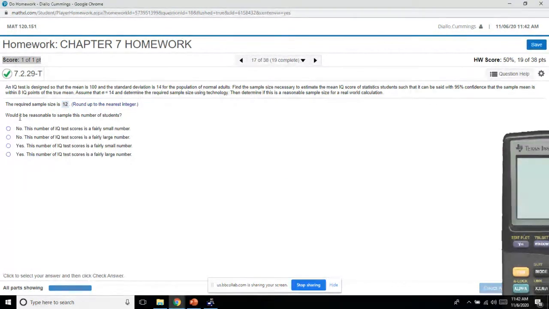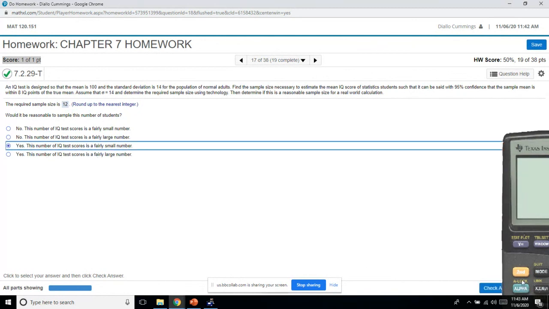And then lastly, we're asked, would it be reasonable to sample 12 students? So yes, this IQ test score is a fairly small number.